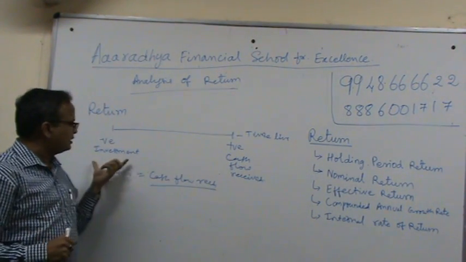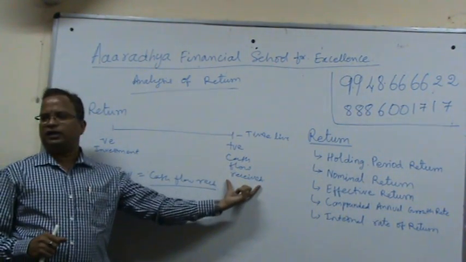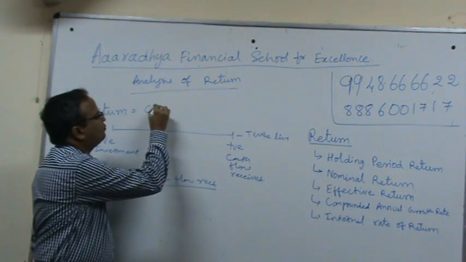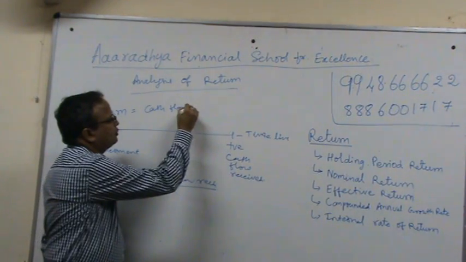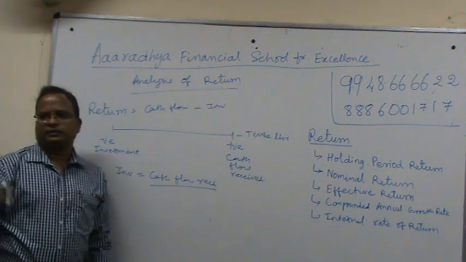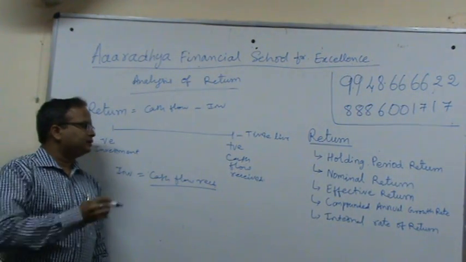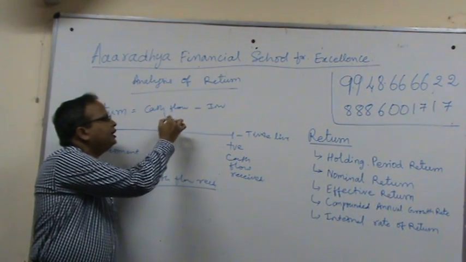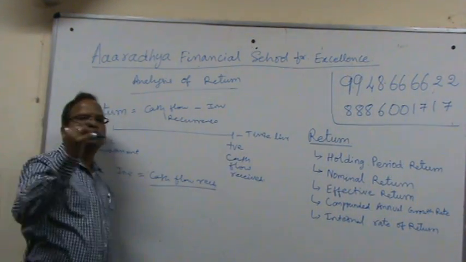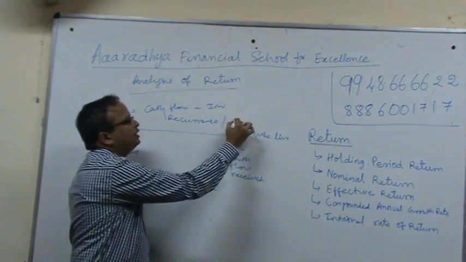So when my investment is less and my cash flow at the end of the tenor is high, this is what we call return. Return is cash flow minus investment made. Now there are three aspects. Aspect 1, we call it, is this cash flow recurring in nature? Aspect 2 is, is it cash flow one time?